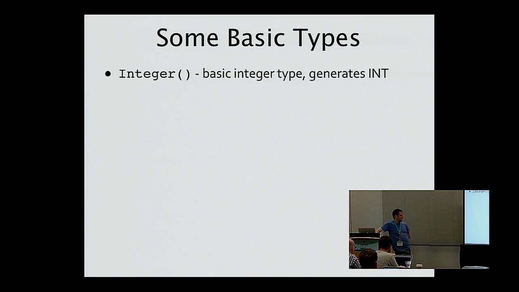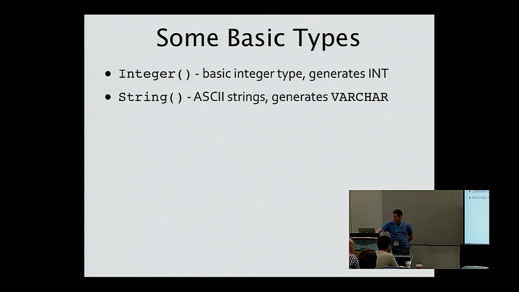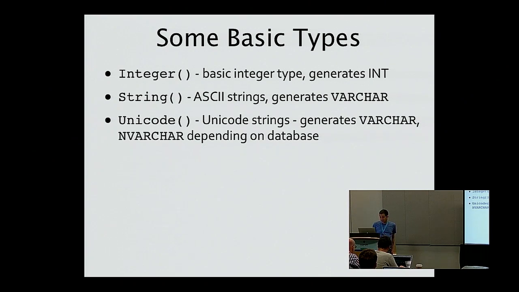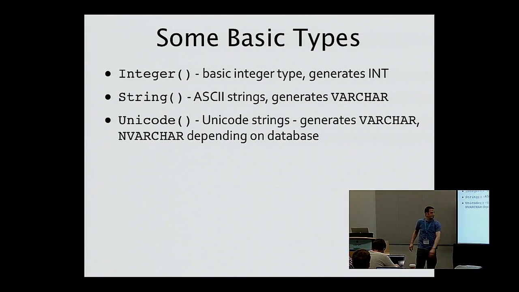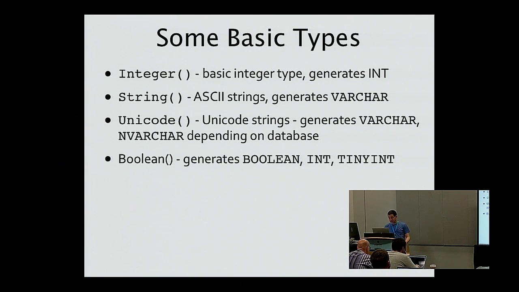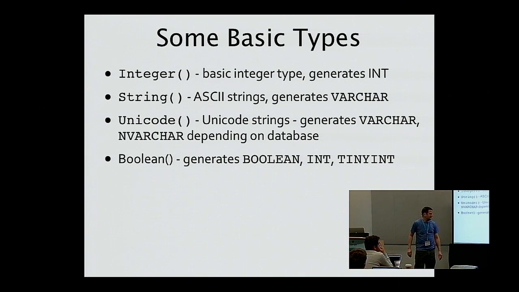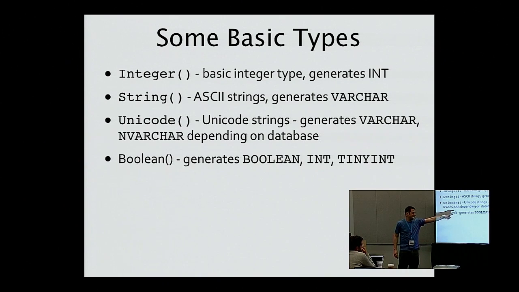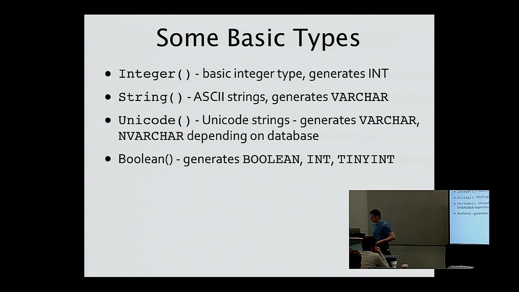Integer makes int. String is for ASCII strings, generates a varchar, and there's also Unicode, which might be varchar or the so-called national varchar, depending on the database. I think Oracle and SQL Server maybe have nvarchar. Boolean. Now, not everyone has a Boolean. Booleans are really hard to deal with because a lot of databases don't have a Boolean type. On MySQL, they use tinyint a lot, and SQL Server, usually int. Booleans are tough to deal with.